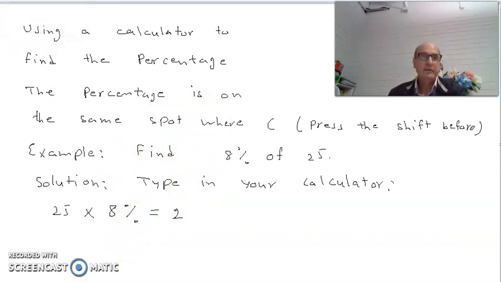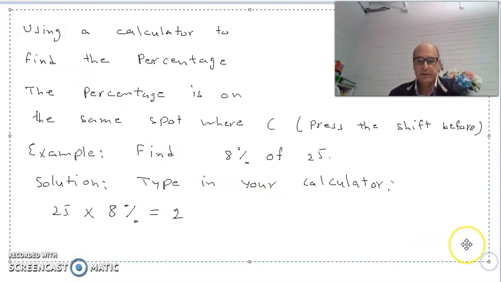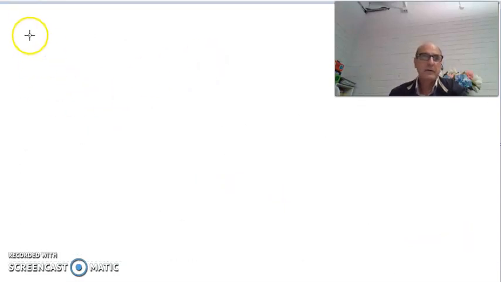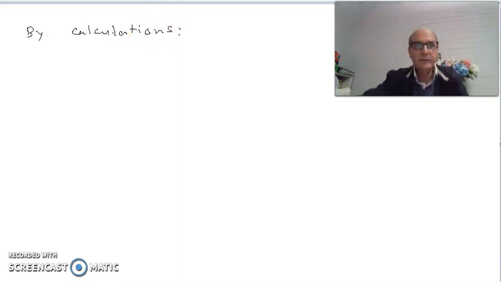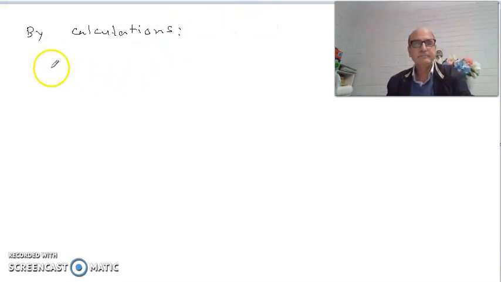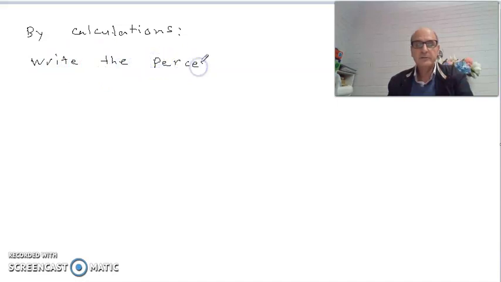And the third method is by doing calculations. How you're going to use that calculation is, just again remember, write the percentage as a fraction.